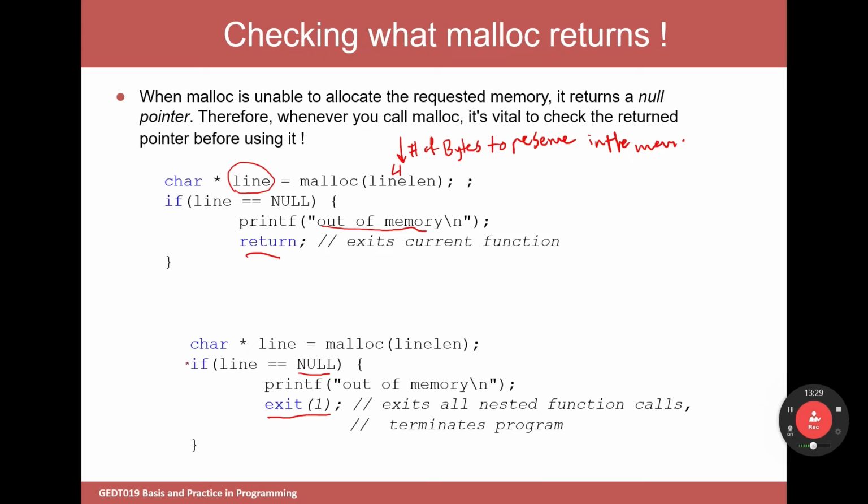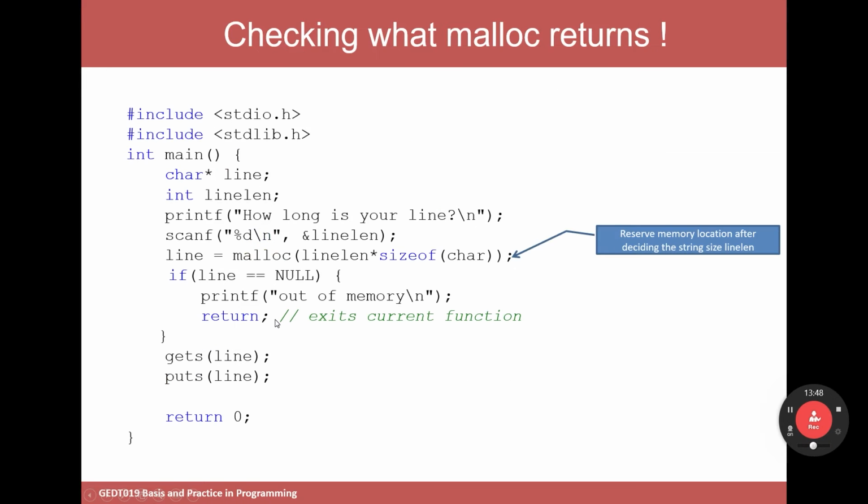So we need to do this check all the time. All the time when we reserve dynamic memory, we need to check. We need to be sure, did we reserve the memory correctly? Does the computer have enough memory to reserve for us this number of bytes? If yes, then this one will never run. But if no, it will run and terminate the software.